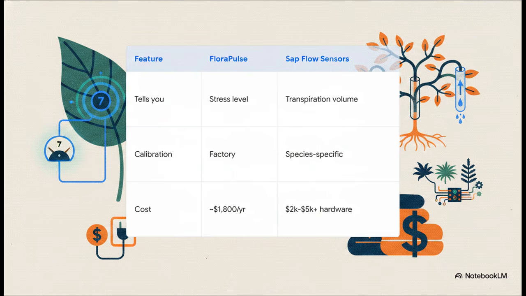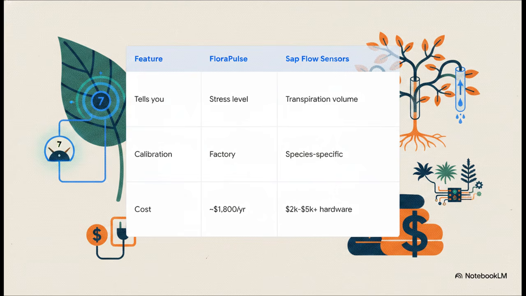Let's break down the real value behind these two internal methodologies. Fluoropulse gives you a single actionable number revealing exactly how stressed the plant is right now. It's factory calibrated, making it essentially plug and play, and costs around $1,800 a year as a turnkey service. Sap-flow sensors, meanwhile, tell you exactly how much water the plant is transpiring. This is incredible data for research and volume tracking, though it does require complex, species-specific calibration, with hardware running anywhere from $2,000 to over $5,000.